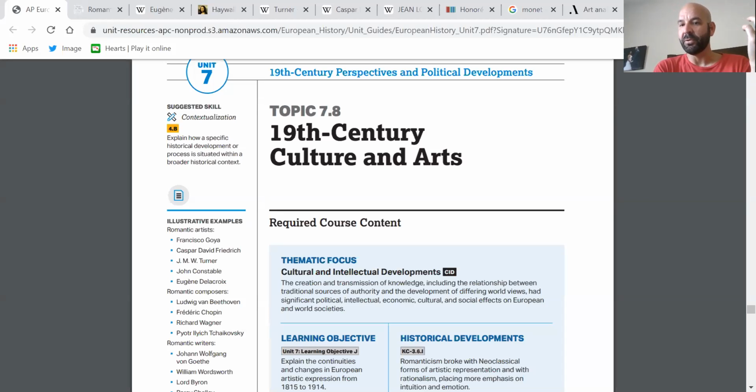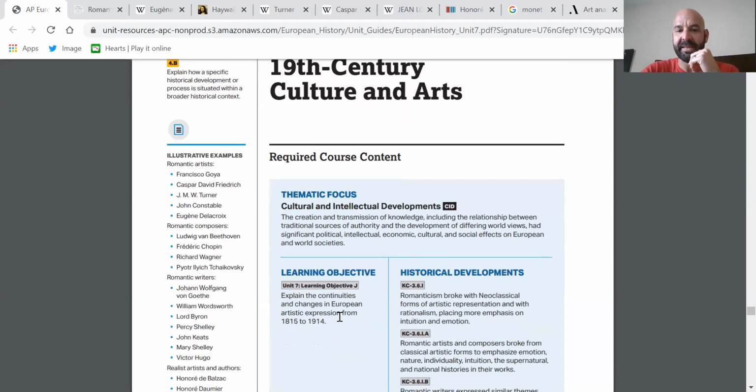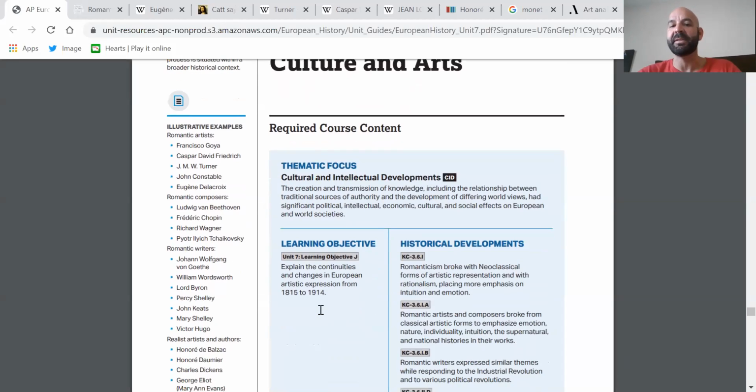So let's run through it real quick. We're going to look at 19th century culture and arts here, as it says, and our main focus is going to be on Romanticism, but we will also talk about Realism and the arrival of new art like Impressionism, Post-Impressionism, and Cubism. All right, so the big focus they want you to have here is explain the changes in continuity in European artistic expression from 1815 to 1914. And much like it was with science, we're going to see pretty profound changes in this particular feature of European culture.